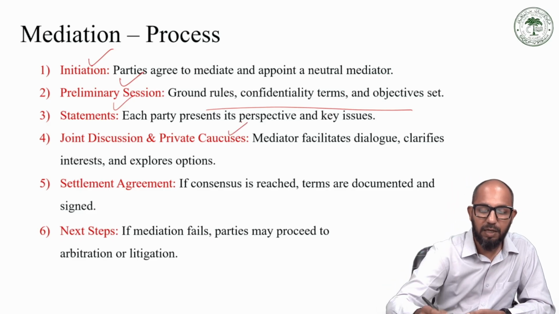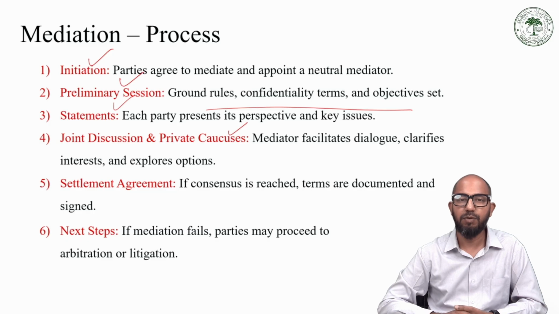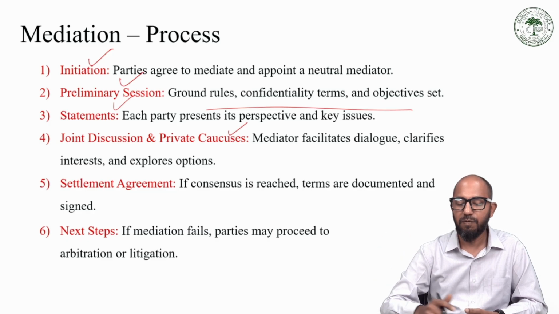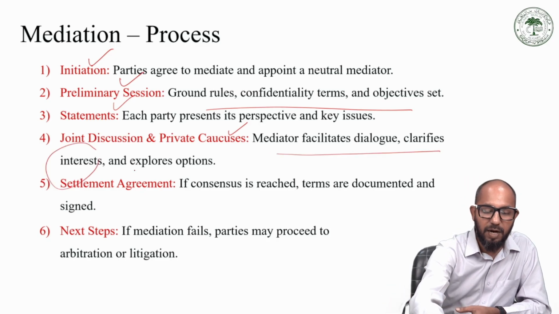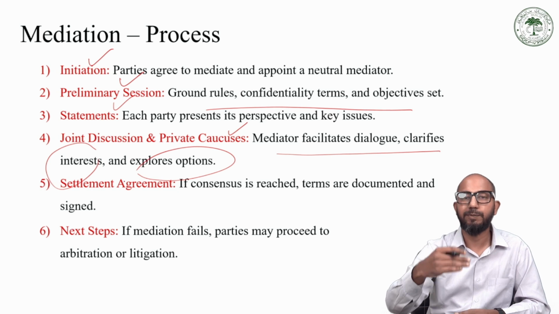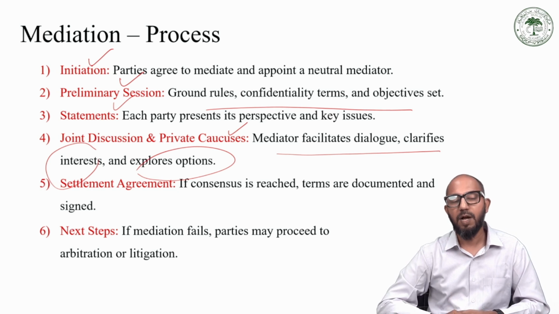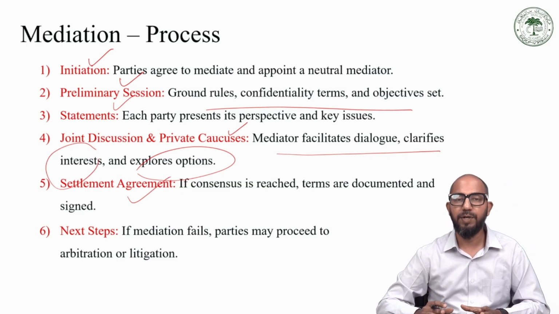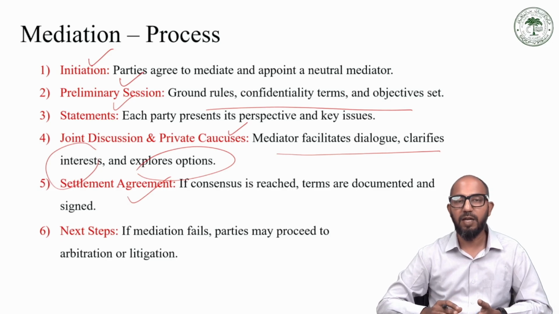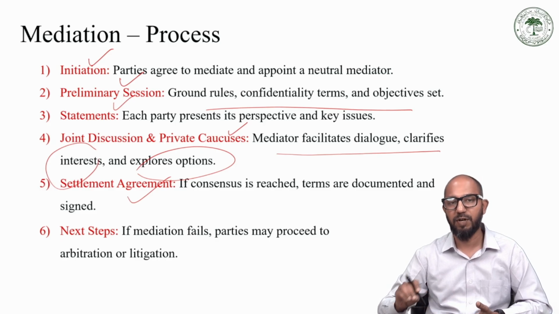After that comes a joint discussion or private caucuses, which means a private discussion within the party members itself, where the mediator facilitates dialogue, clarifies interest, and explores options through which the dispute can be resolved. After that comes the settlement agreement. When consensus is developed between the parties, then the mediator develops a new agreement, which is a settlement agreement, where it is documented that this dispute be resolved in such fashion.